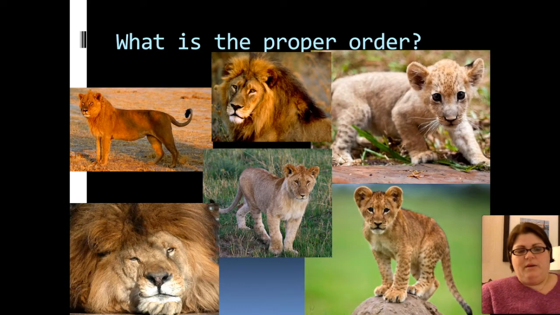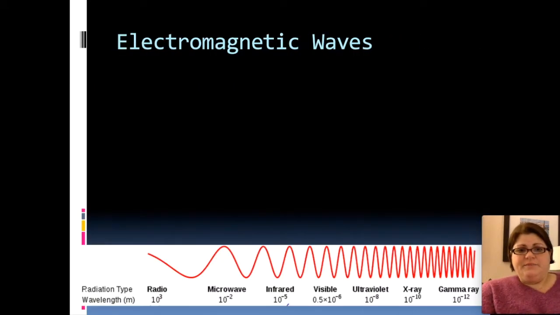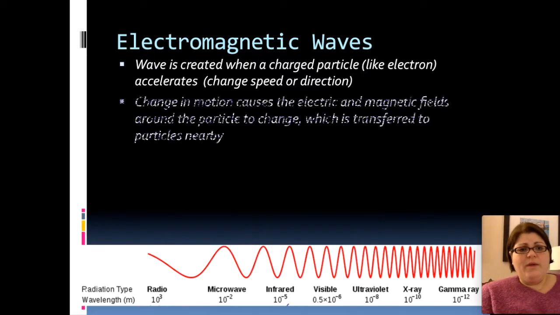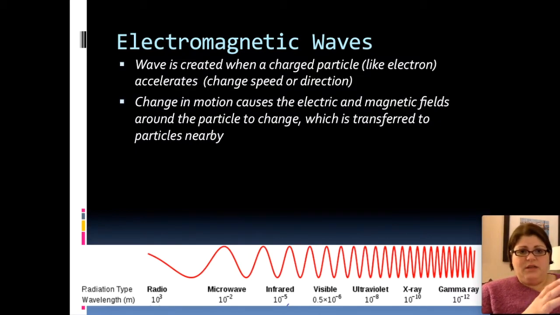Let's go back, though, to talking about our understanding of light, because in order to make any of those inferences, we need to understand light. So, you don't need to write this down, that's why it's italicized, but a couple of background bits of information. So, energy can be in the form of electromagnetic waves. A wave is created when a charged particle, such as an electron, accelerates. In other words, speeds up or changes direction. When that happens, the change in motion causes the electric field around the particle to change. That creates changes in the nearby particles, which creates the wave.